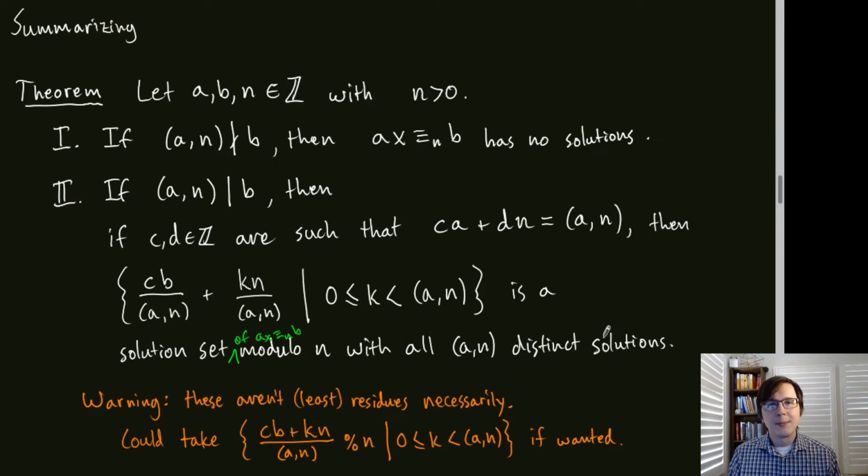So I guess one small warning, unlike the homogeneous case, this is not giving us a list of least residues. Like, it's not giving us numbers that are in the range 0 through n, not including n. So what we could do is, if we just wanted them to really be residues, then we could take the things in the set and take the remainders after dividing by n. Just a small note. Just didn't want you to think that we're promising too much here, other than we do have exactly the right number of solutions modulo n.